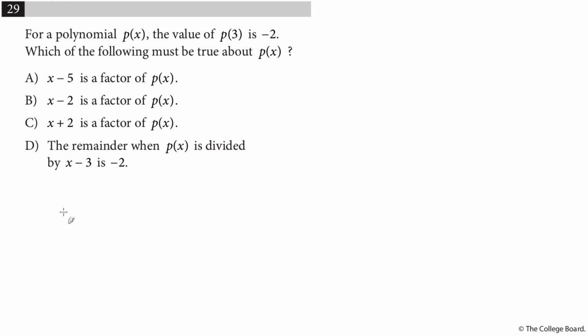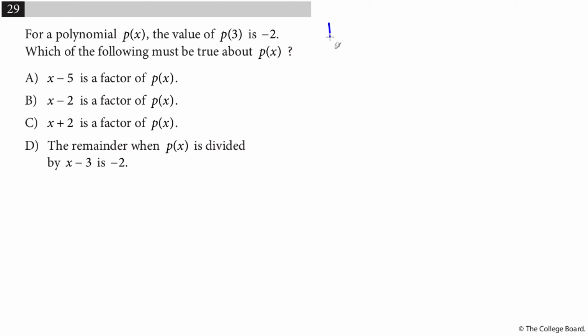Okay, so for a polynomial p of x, the value of p of 3 is negative 2. Which of the following must be true about p of x? So in here, this gets into something that a lot of students either may not have seen or may not have fully interpreted what it means. Okay, so what we have here is, I'll start off with this.